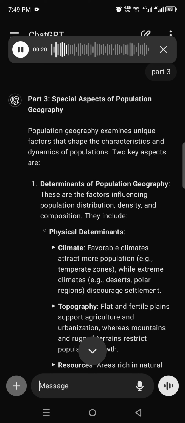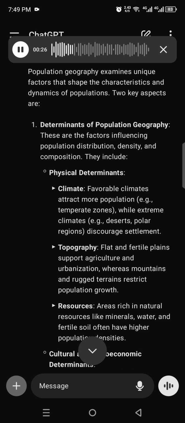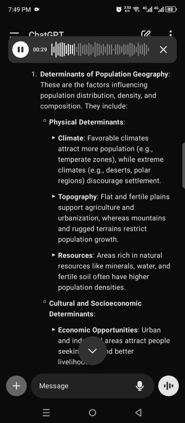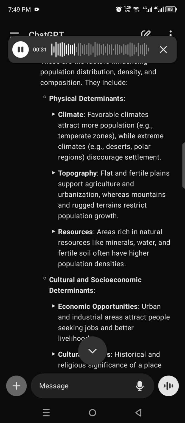They include physical determinants. Climate. Favorable climates attract more population, e.g. temperate zones, while extreme climates, e.g. deserts, polar regions, discourage settlement. Topography. Flat and fertile plains support agriculture and urbanization, whereas mountains and rugged terrains restrict population growth. Resources. Areas rich in natural resources like minerals, water, and fertile soil often have higher population densities.